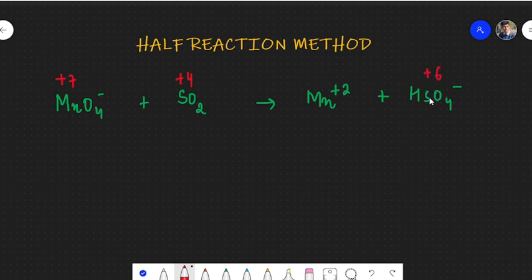And in case you are wondering how I am writing the oxidation state, in the earlier video for the oxidation number method, I have explained the method. You can watch that also. So this was the first step, to write the oxidation state.